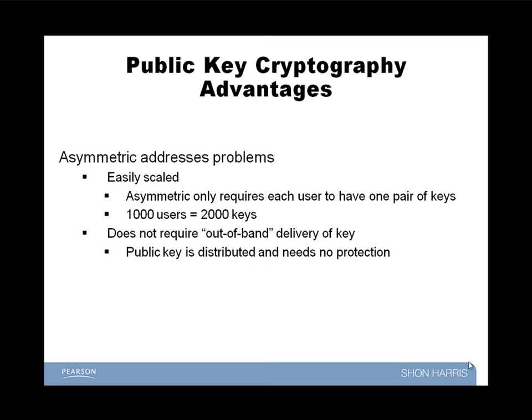And it doesn't require out-of-band key delivery. Why would that be? Why would you not need out-of-band key delivery in asymmetric? Well, it's the same idea in that if I have a public key, anybody can have that public key. So I don't have to worry about securely getting it to you. It's public in nature, so anybody can have it. Now I need to keep a hold of my private key, but there's only one of those.